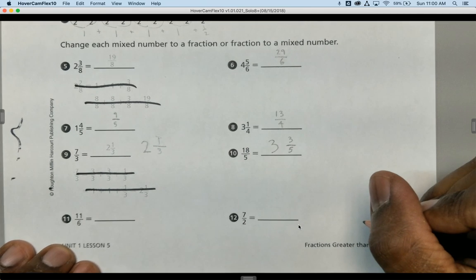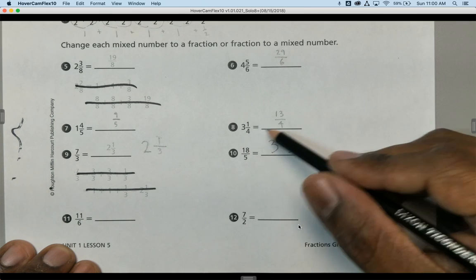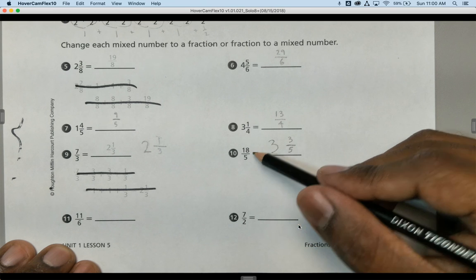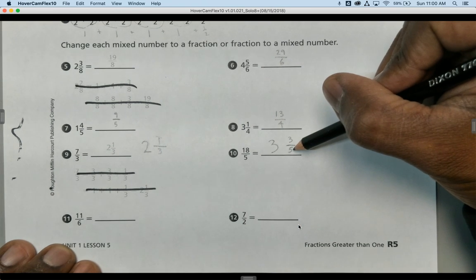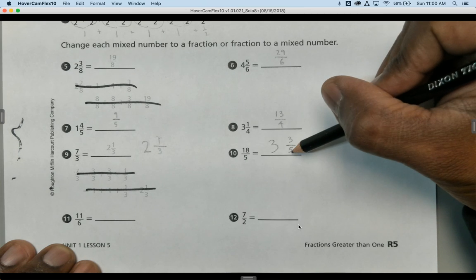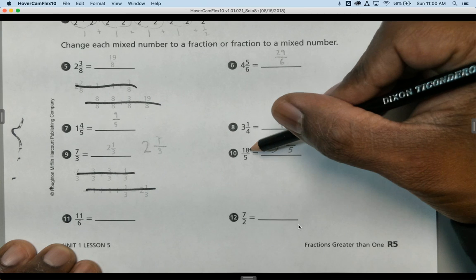Now you can always check by doing the reverse steps, which you've already been practicing. In other words, if I wanted to just check my answer by going backwards, I could say, well, 5 times 3 is 15. 15 plus 3 is 18. That checks out. Denominator checks out.